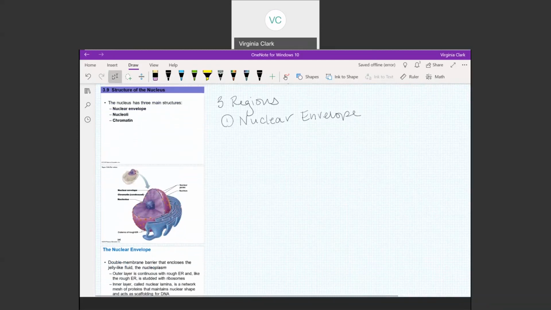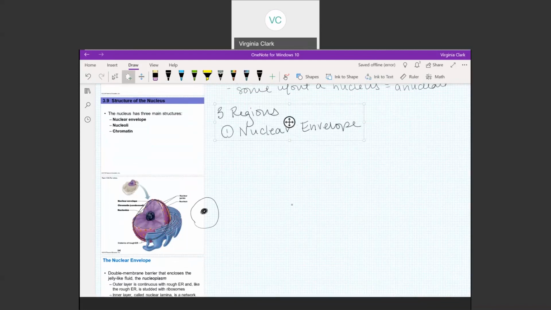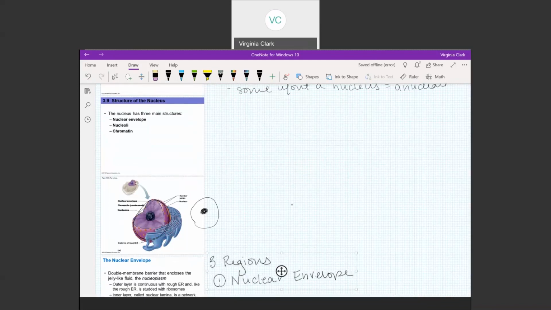If you look down here, the nuclear envelope is the actual outside environment. The chromatin is all the stuff around, and then the nucleolus is going to be this guy. If you look at it underneath a microscope, you are going to see the nuclear envelope and nucleolus. It kind of looks like a dot, a marble inside of a cup. So that's what that looks like. Now we're going to talk about this first region.